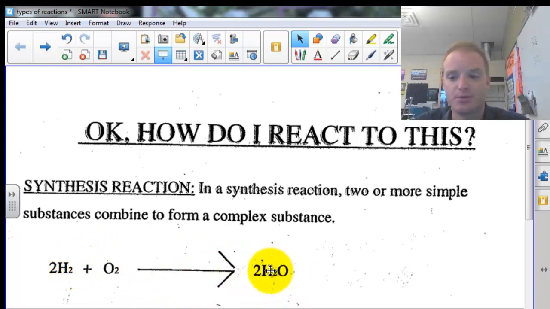And that's what synthesis means. When you combine something, you are synthesizing it. So synthesize means to combine to create something new. So we're combining two small ones into one bigger molecule.